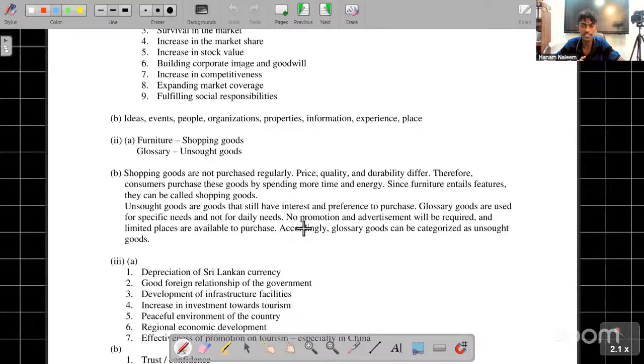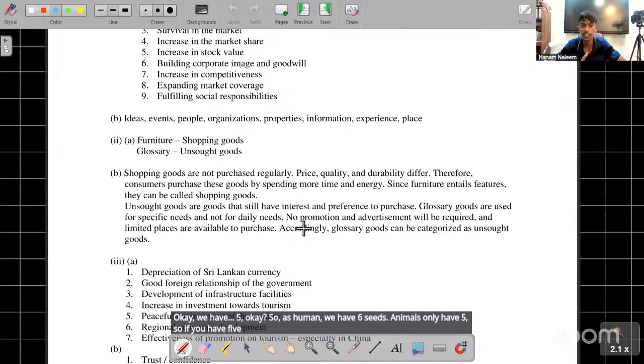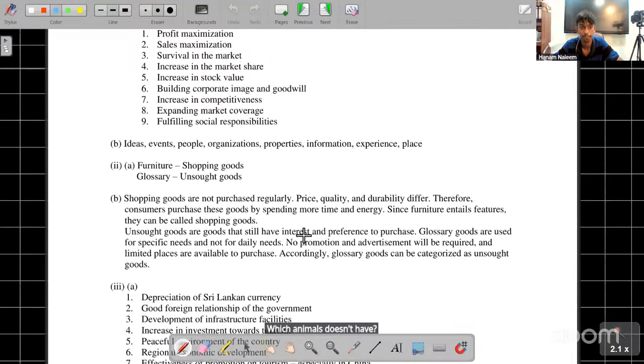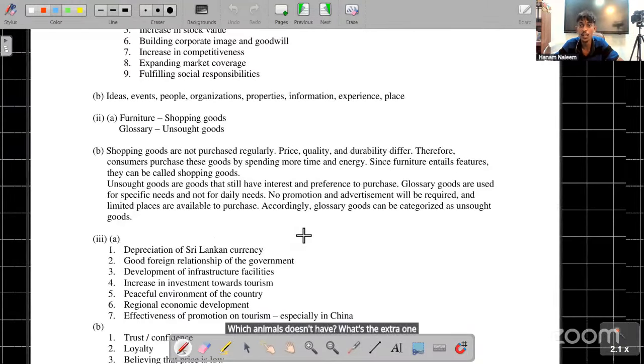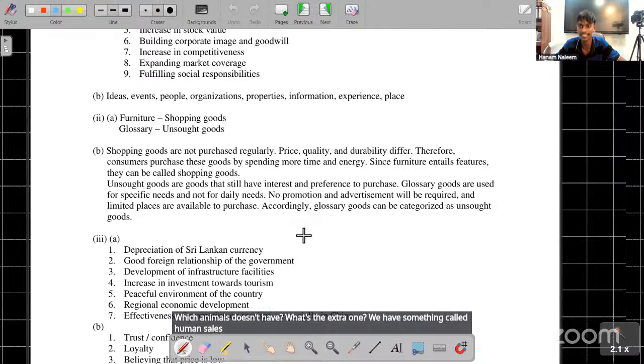Everyone must say. A human usually... 7, what is it? Okay, we have 5. Okay, so as humans, we have 6 senses. Animals only have 5. So if we have 5, classify, yeah? Okay, so what is 6? What's the extra sense we have, which animals don't have? What's the extra one we have? Something called common sense. Okay, common sense, right?